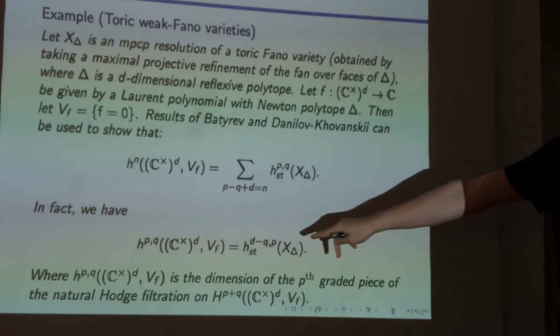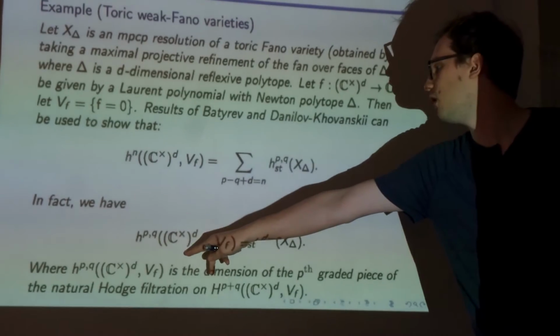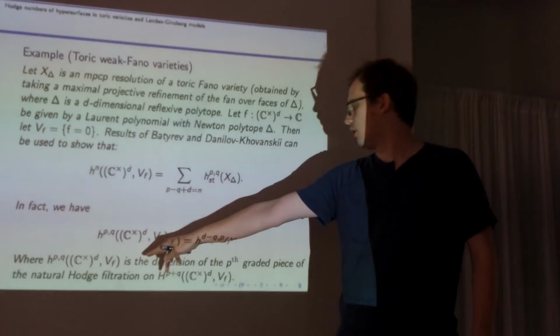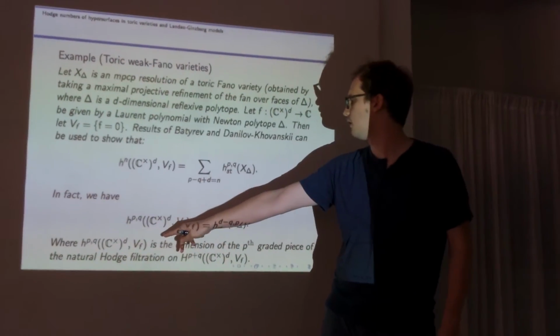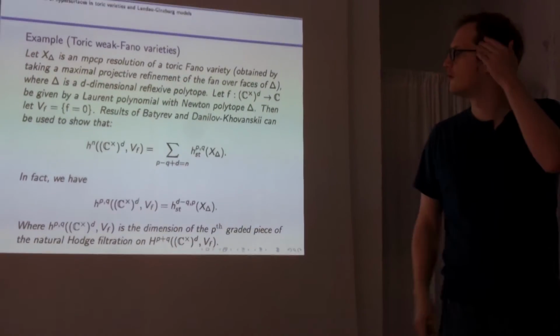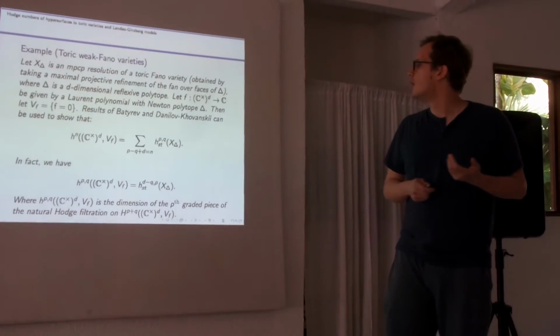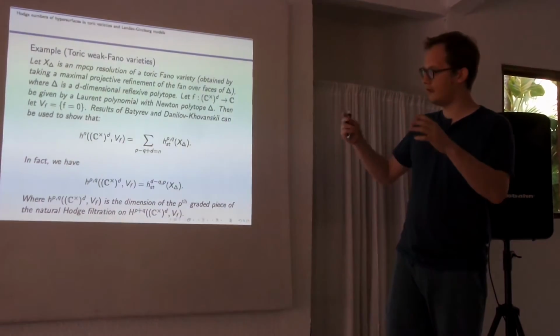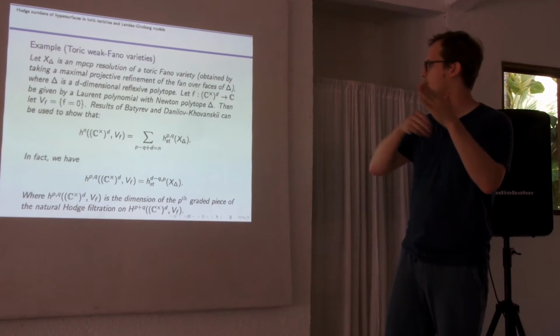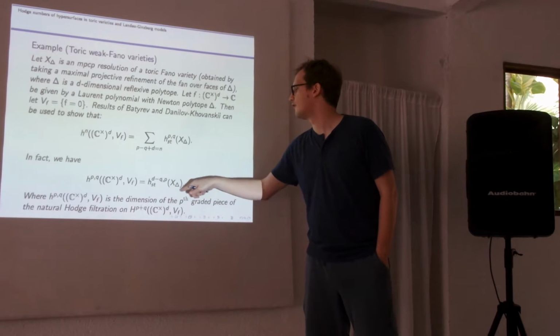Right, so if you take the natural Hodge filtration on this thing, which is just the relative cohomology of some variety with respect to another variety, it has a canonical mixed Hodge structure. If you take the graded pieces of the Hodge filtration of this mixed Hodge structure, you actually recover the stringy Hodge numbers of X_Δ. So you get this.